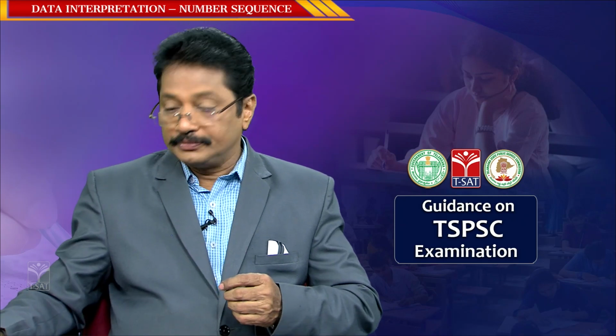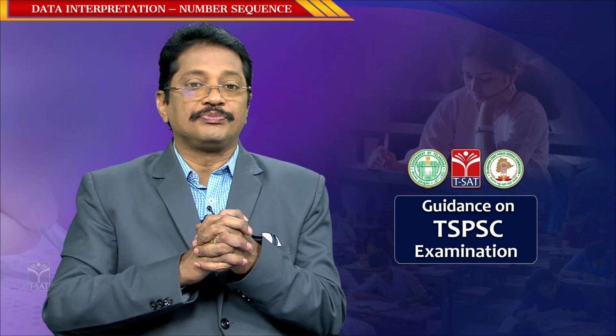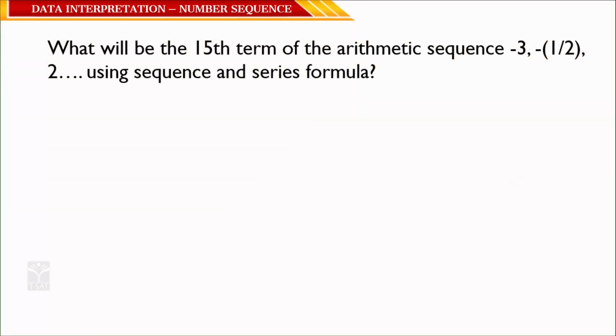Now, see here one question is there: what will be the 15th term of the arithmetic sequence minus 3, minus 1 by 2, using the sequence and series formula? Before going to discuss, you have to understand what an arithmetic sequence is. If a sequence of numbers is generated by adding some number each time, that sequence is called an arithmetic sequence. Is it clear? Okay.